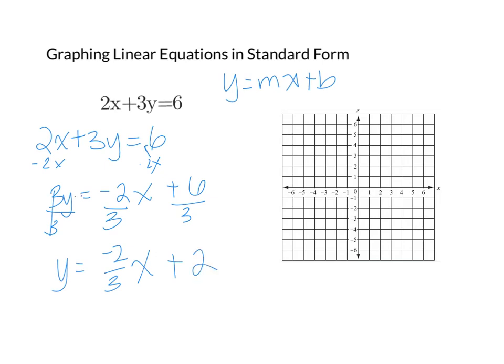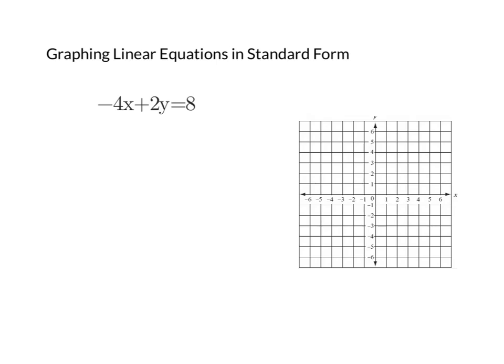So now I can plot this. I have a slope of negative 2 over 3 and a y-intercept of 2. So y-intercept, plotting that first. I have this negative 2 over 3. I know I'm going to move down 2, to the right 3. So I have down 2, to the right 3. A second point right here. From there, we can just connect our 2 points. Okay. The line's not that straight, but you get the point.